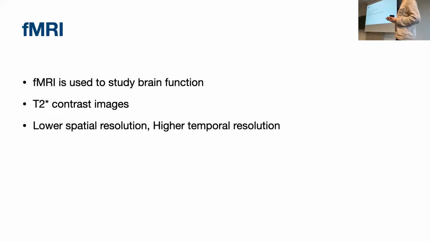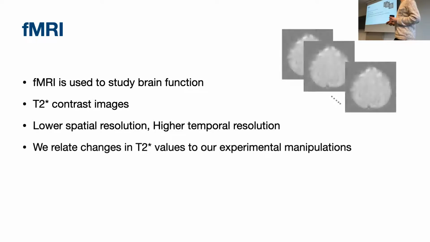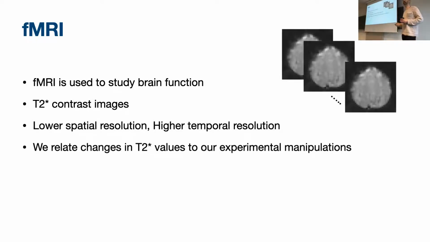So if we lower the spatial resolution and then start acquiring these things over time, very rapidly or moderately rapidly, what we get is a sequence of 3D images, these 4D data that I've also talked about a bit in the practical. And we can relate these T2 star values as they change over time to the things that we do in our experiment. That is the basic idea of an fMRI analysis.